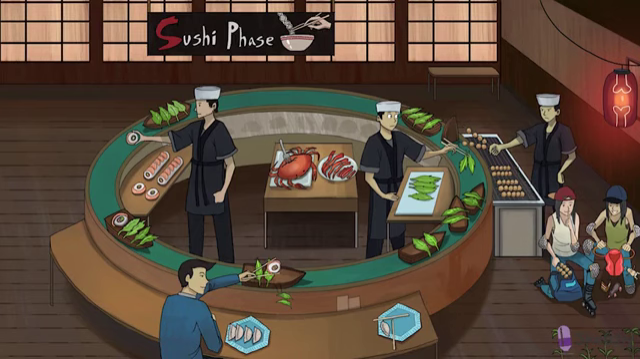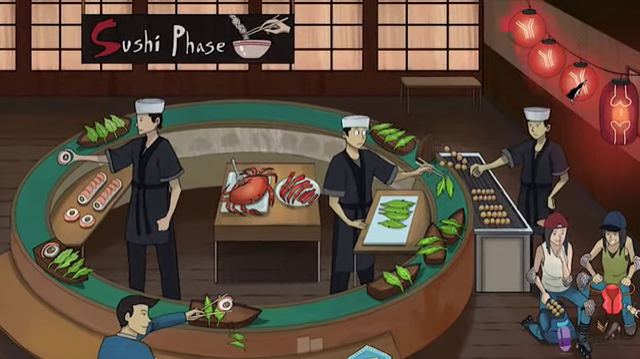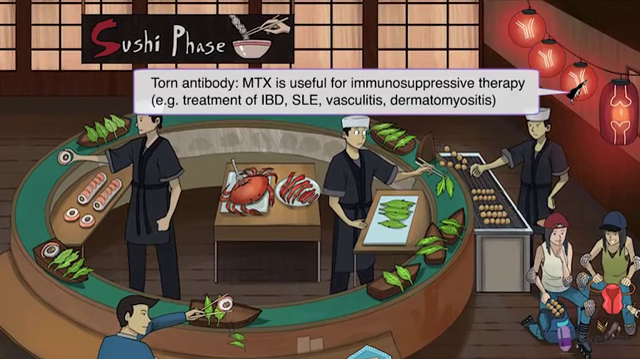It doesn't stop there though, because methotrexate's immunomodulatory effects are useful in the management of numerous other chronic inflammatory and autoimmune disorders such as IBD, lupus, vasculitis, and dermatomyositis. So we've included a few antibody-evoking lanterns as well, torn in order to highlight methotrexate's ability to suppress the immune system. Alright, let's talk side effects.